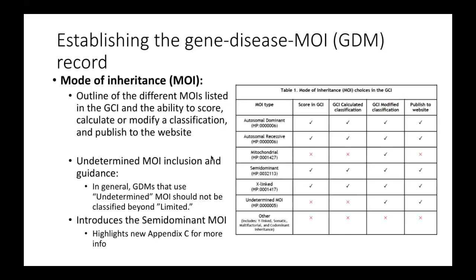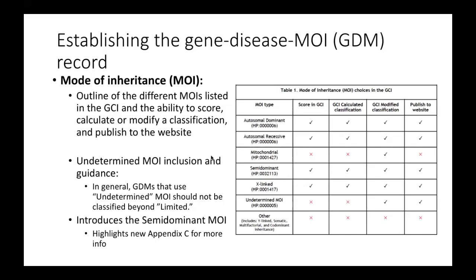Next, we go into establishing the mode of inheritance. We've included an outline of the different modes of inheritance that are listed in the GCI and their ability to either score, calculate, or modify a classification and publish to the website. You can see the table to the right includes all of that salient information. We have also included 2 new modes of inheritance that you can use within the GCI and for gene curation. Those are undetermined mode of inheritance.